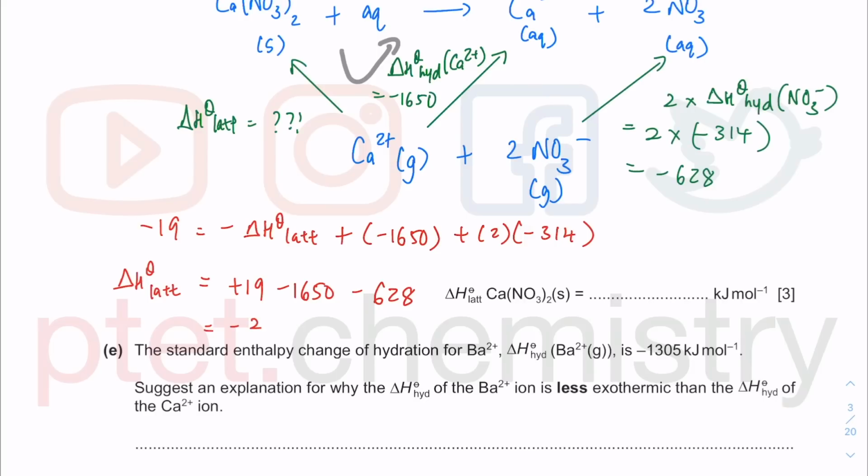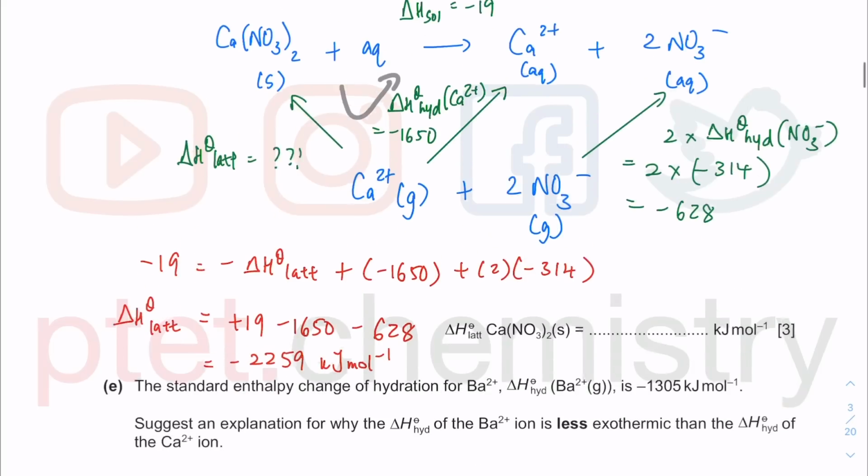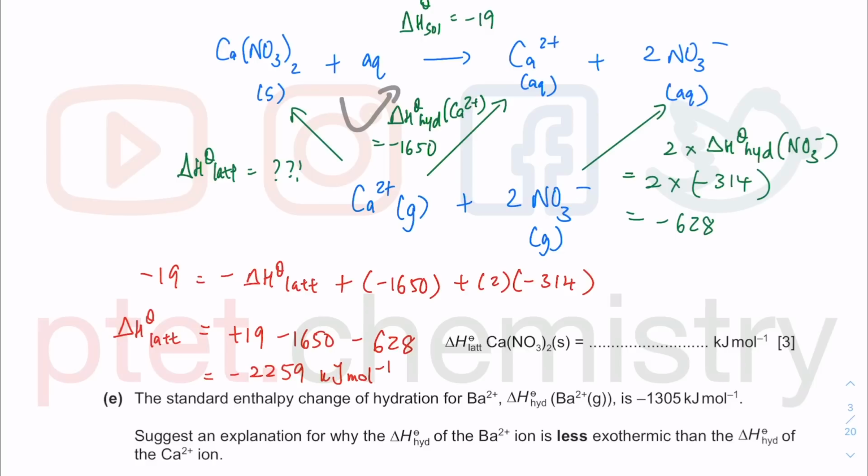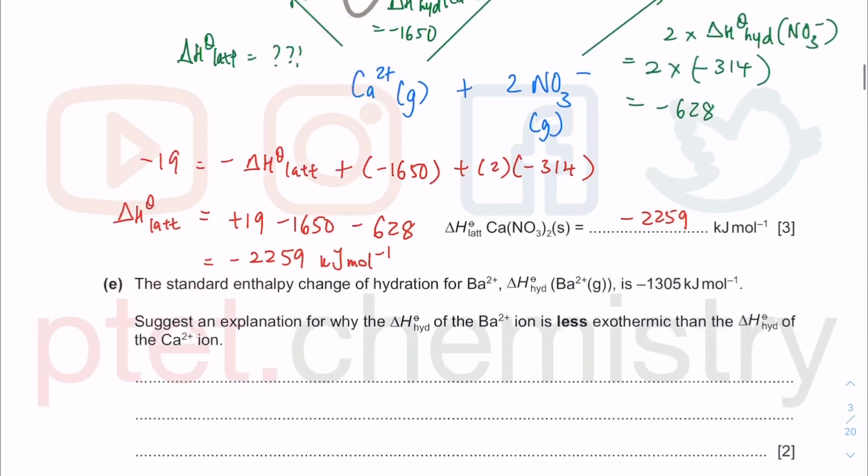The first thing you notice is you get a negative answer. You are forming 1 mole of the ionic solid from its gaseous ions, so you're not breaking anything. You're just forming 1 mole of the ionic solid. It is always going to be exothermic based on that definition, sign, value, and unit. Common things to look out for.